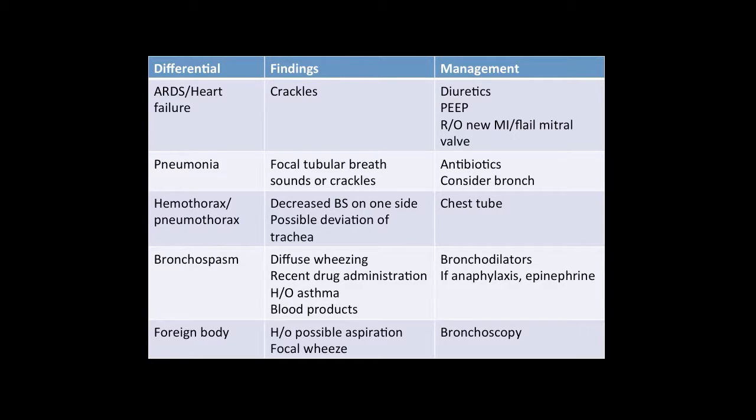Pneumonia usually presents with focal findings, which can be tubular breath sounds or crackles. Patients should receive antibiotics, and you should consider a bronchoscopy if the patient is intubated to obtain cultures. A hemothorax and pneumothorax may present with decreased breath sounds on one side with possible deviation of the trachea on the other, and is treated with a chest tube. If there's hemodynamic instability, the chest tube should be preceded by a needle decompression.